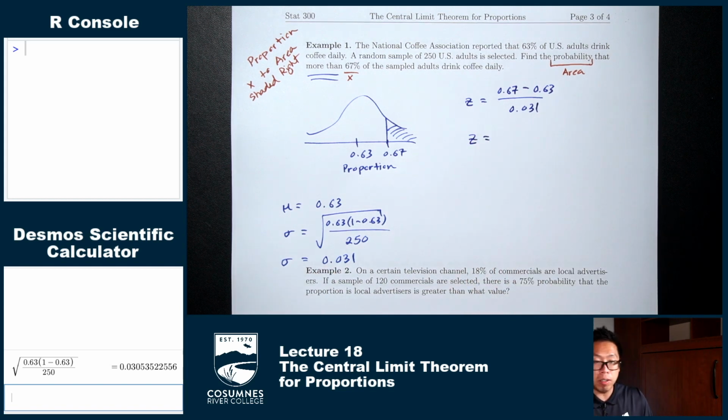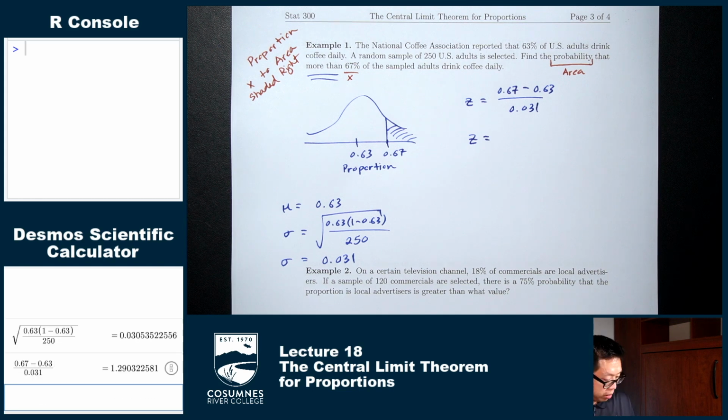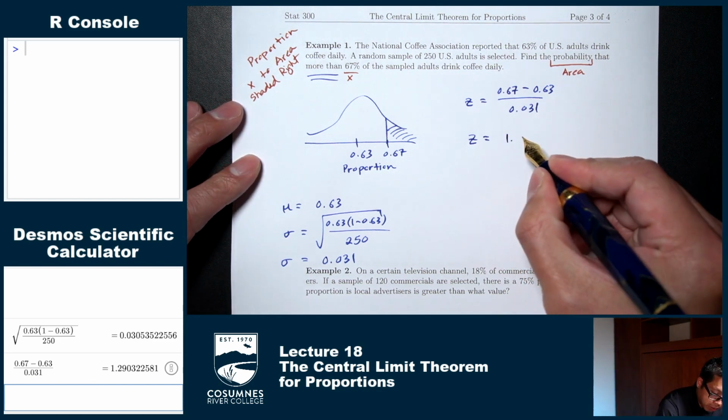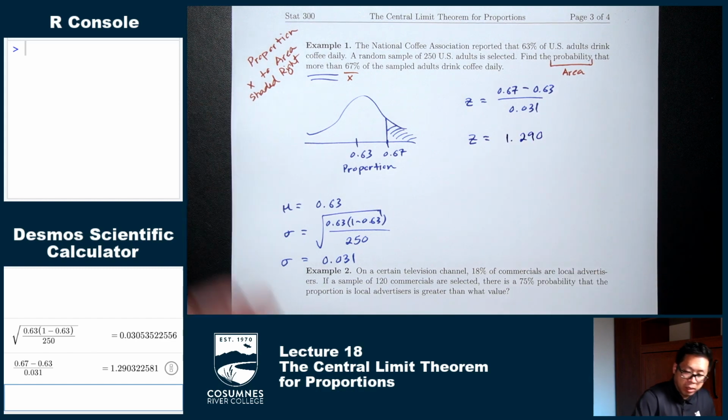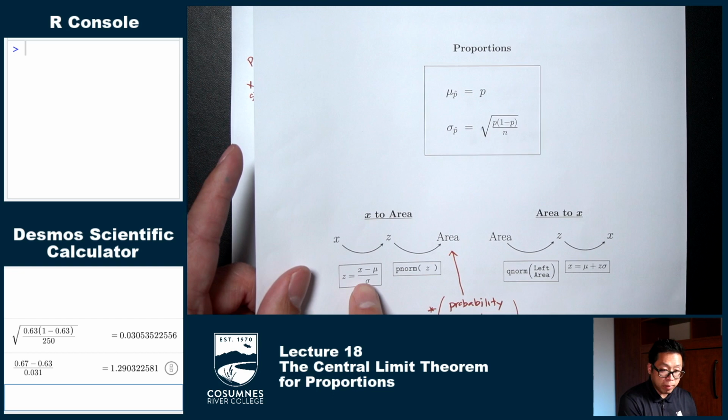Okay, so on our calculator, up top, 0.67 minus 0.63, on the bottom, 0.031. Rounded to 3 decimal places, this is 1.290. Okay, so we just did the z-score formula.